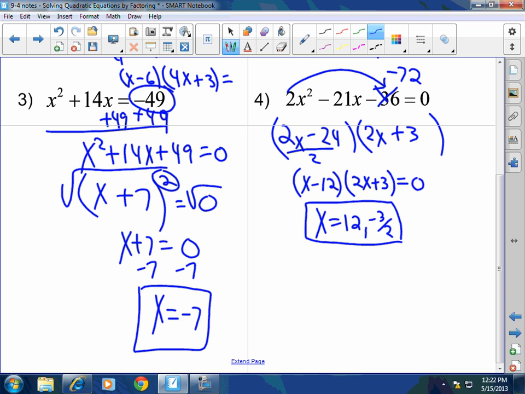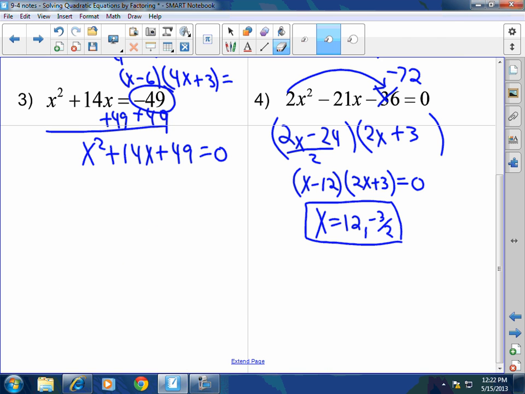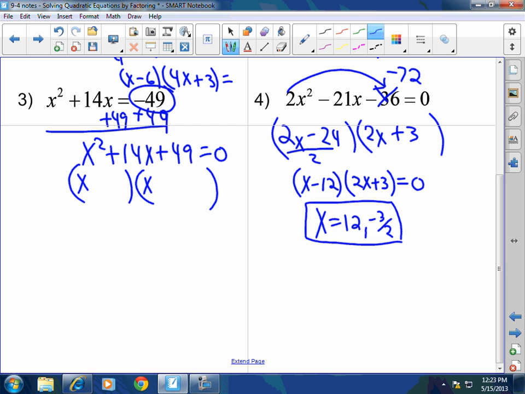Now, let's say that you didn't remember that. You didn't memorize it, which is a no-no, but let's just say you did not. X, what times what is 49, but when I add I get 14. Now, this is where sometimes people get confused. Yeah, you're going to set x plus 7 equal to 0, but do you have to set both of them equal to 0 in this case? Why? It's the same thing. So x equals negative 7.